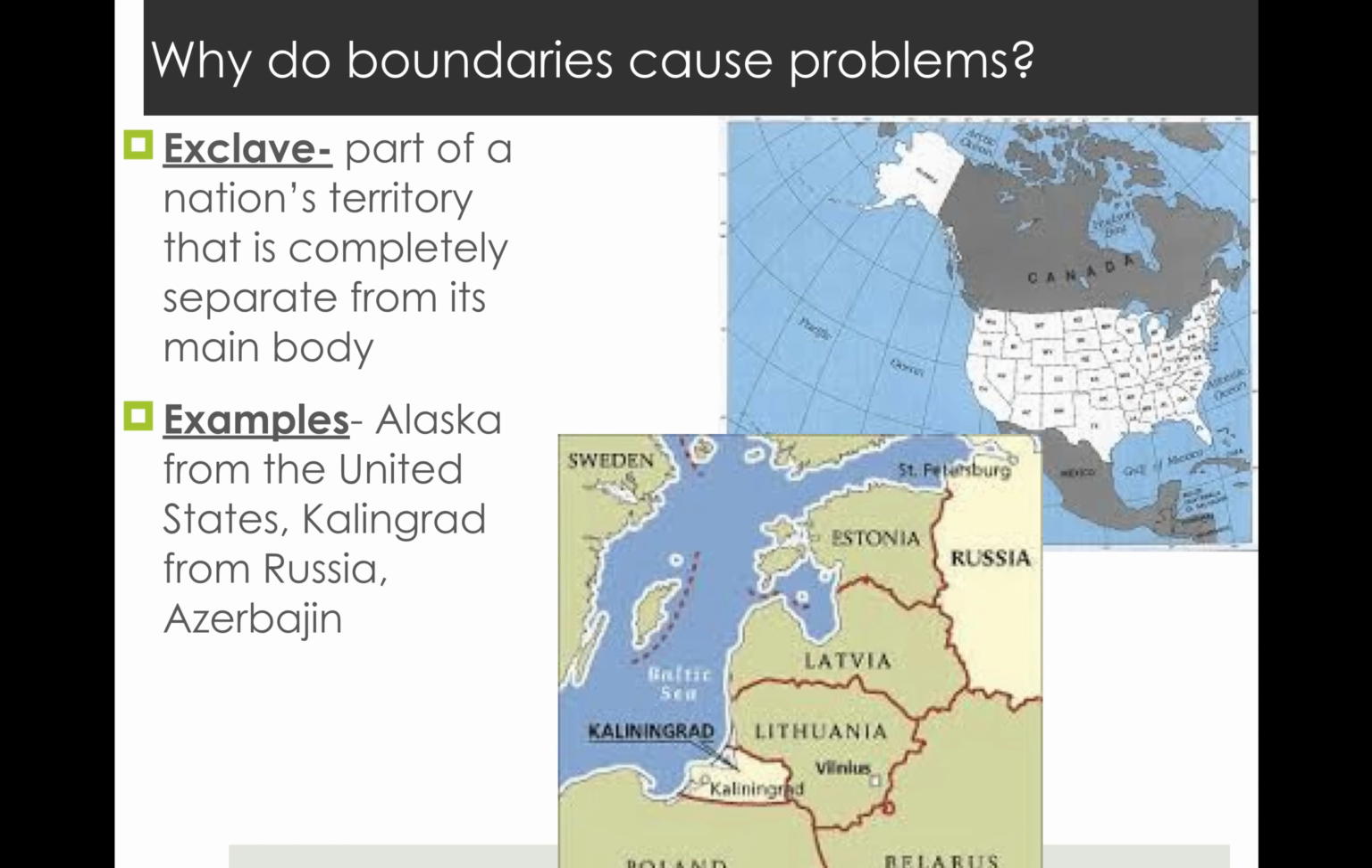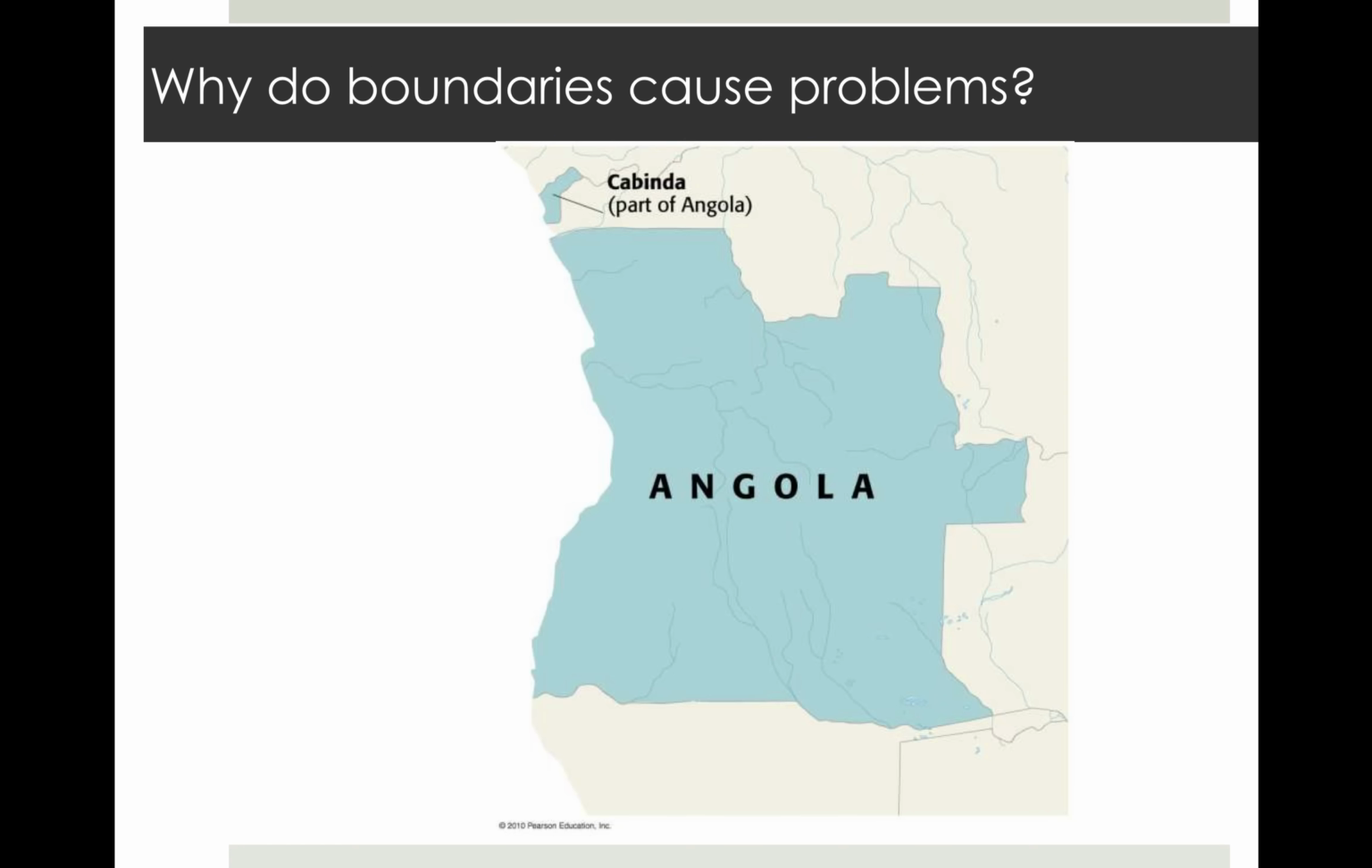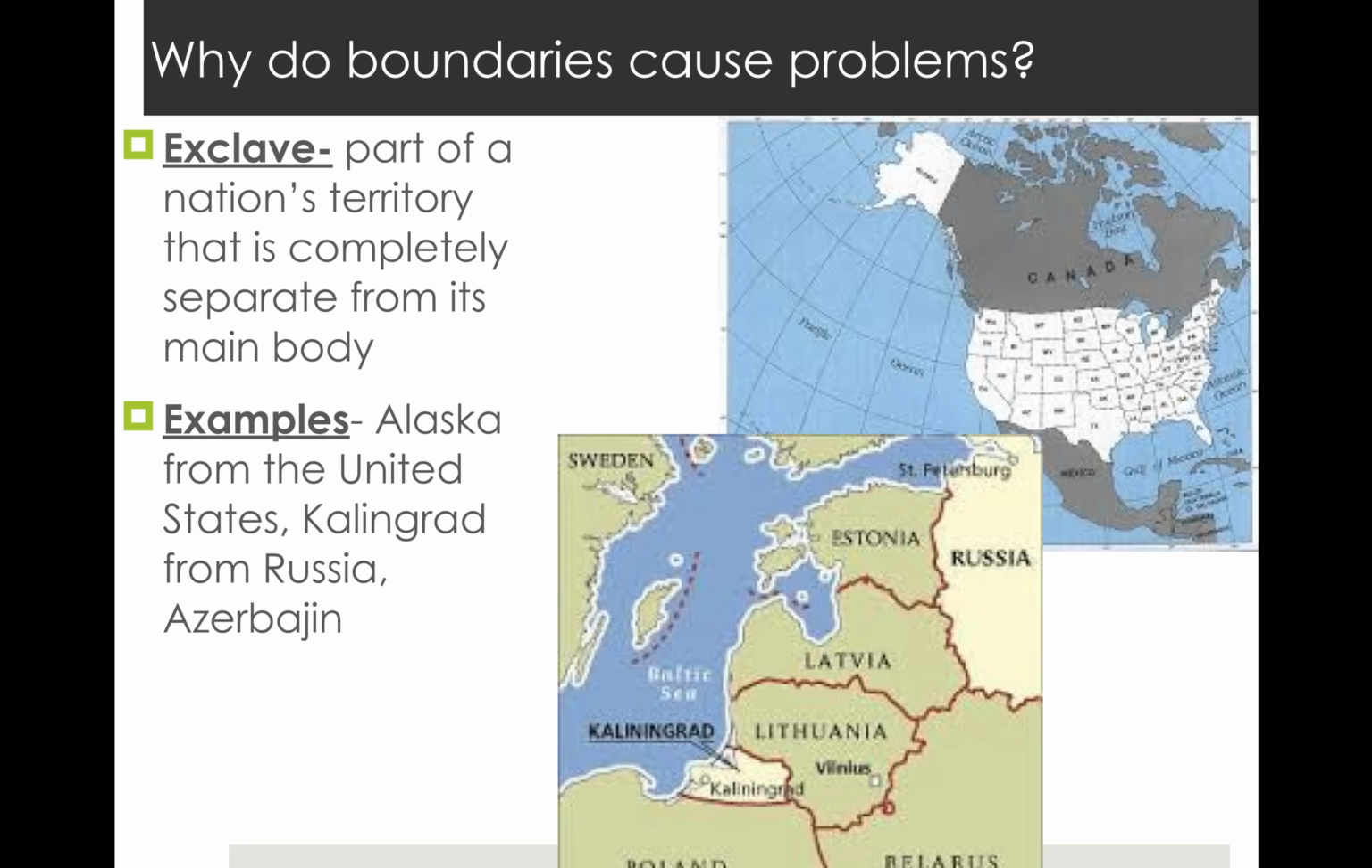Similarly would be an example of an exclave. Okay, an exclave is the part of the nation's territory that is completely separate from the main body. Let's go back. We mentioned this with a fragmented state. So the part of Cabinda, the part of Angola that is fragmented from the rest of the state, would be considered the exclave. Another example that's not too far from home would be Alaska or Hawaii, the part of the nation that is completely separated from the main body. Alaska is an exclave. Hawaii would be an exclave.